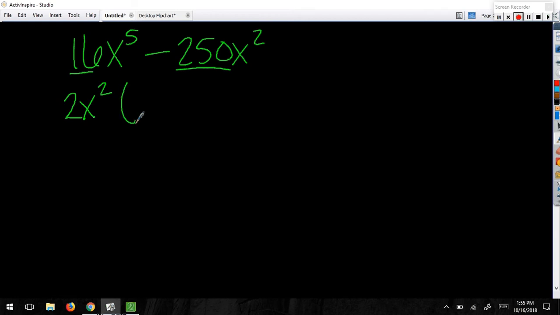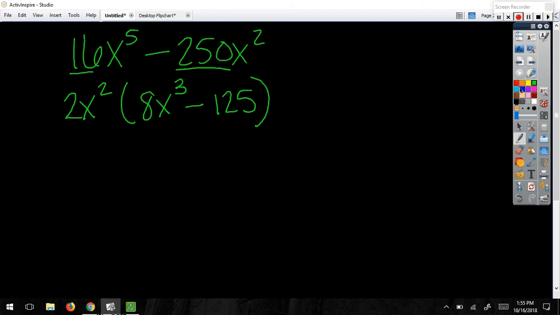What is left in the parentheses if I take that out? 8x cubed. Do we all see that? Some of you are looking very confused.